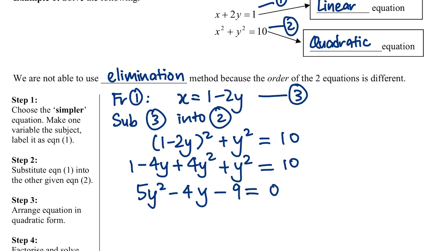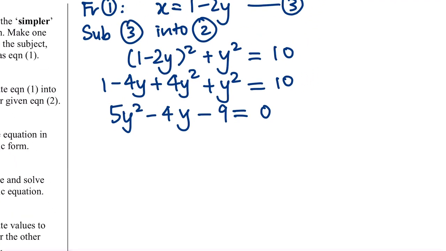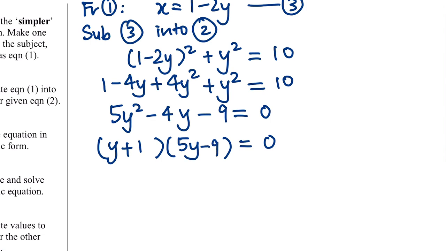So here, to solve for the values of y, we have the option of either using the quadratic formula, or we can actually factorize and solve. So here I'll just go with factorizing it. You can try to factorize this on your own as a matter of practice. So I'll just show the factorized form, which is y plus 1 and 5y minus 9. So (y plus 1) times (5y minus 9) equals 0.